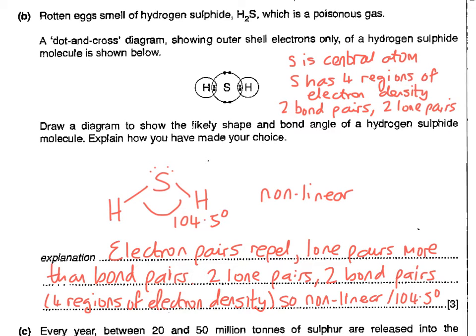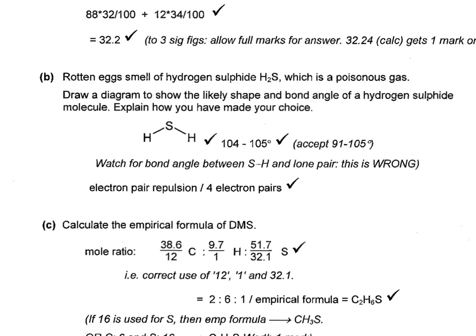So I've stated that electron pairs repel, lone pairs more so than bond pairs. I've stated that there's 2 lone pairs and 2 bond pairs, hinting that that means 4 regions of electron density, so it's a nonlinear molecule and 104.5 degrees. So looking at the mark scheme, we got our 104.5, sorry. They should have really put the lone pairs on there. This is a much older question from a previous specification, so in modern specification questions they'd expect you to put the lone pairs on there.